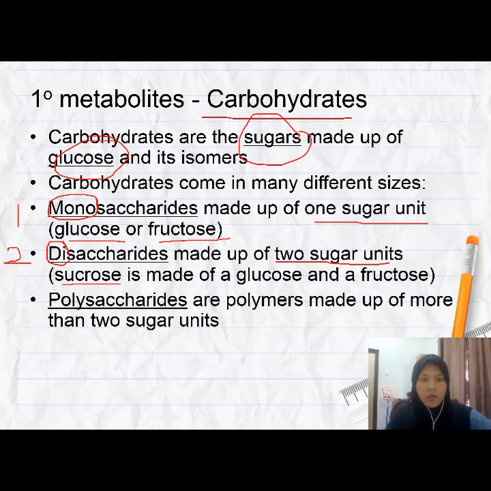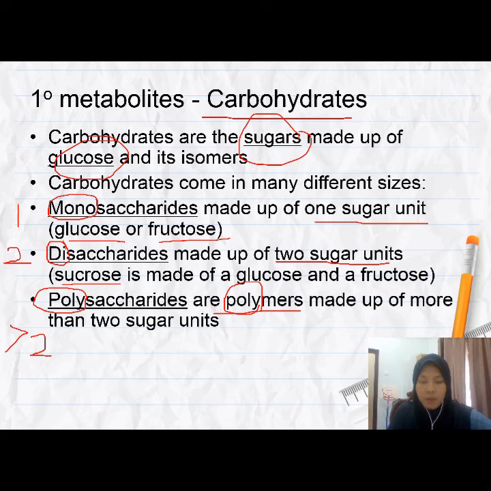Okay, the last one is the poly. Okay, so poly ni anytime when we come across with poly, maksudnya it must be more than two. Dia dah plural lah, dia dah lebih daripada dua. Tak kisah dah 3, 4, 5, 200 ke 100 ke. Okay, so is the polymer. So bila dia dah panjang sangat, then we call it a polymer. See the word poly as well, yeah, made up of more than two sugar units.